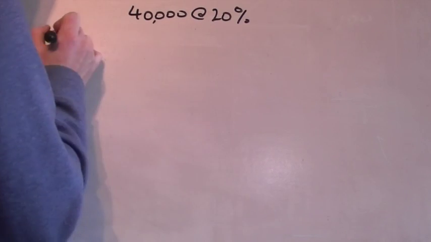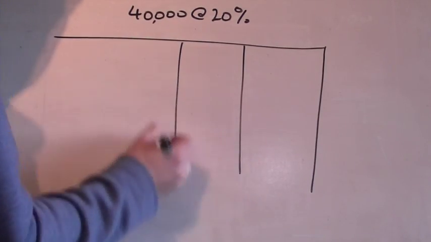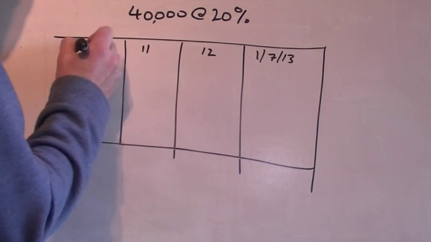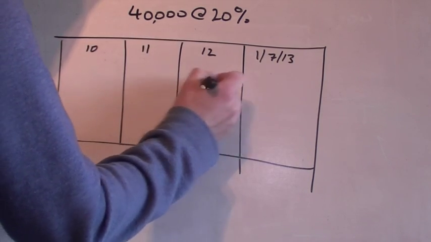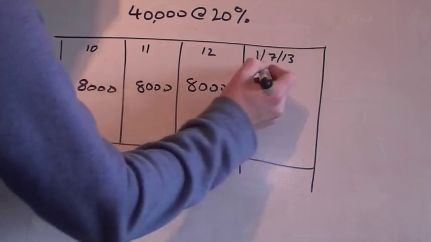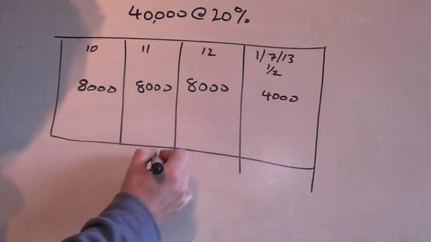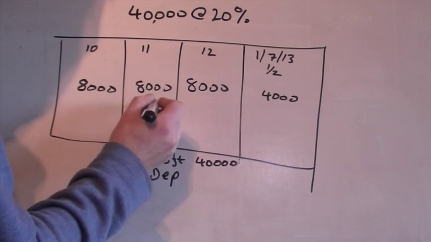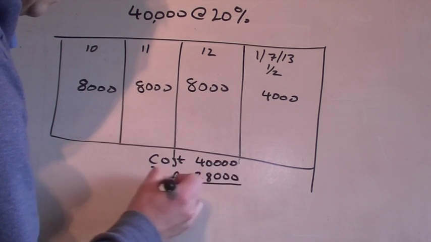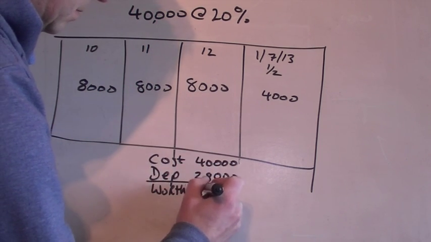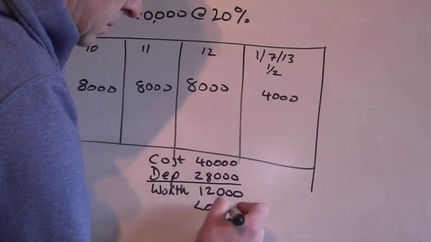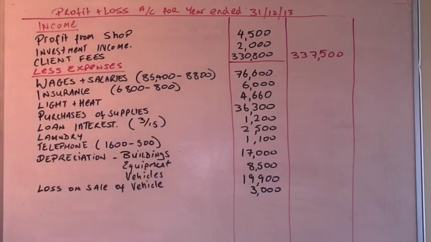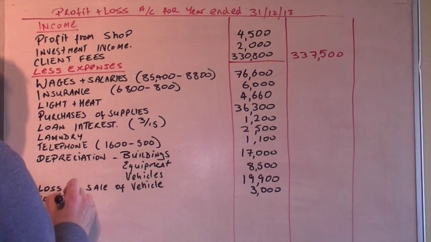The next task is to work out the profit or loss, in this case a loss, on the sale of the vehicle. Well, we know that we bought the vehicle for 40,000 originally and that it depreciates at a rate of 20% per annum. I had it for the whole of 10, 11 and 12, and I had it for half of 2013. So that gives us 8,000 per year and 4,000 per half year, so that the cost, 40,000, less the total depreciation, 28,000, means that it's worth 12,000. Now we were given an allowance of 9,000 and therefore we made a loss of 3,000.